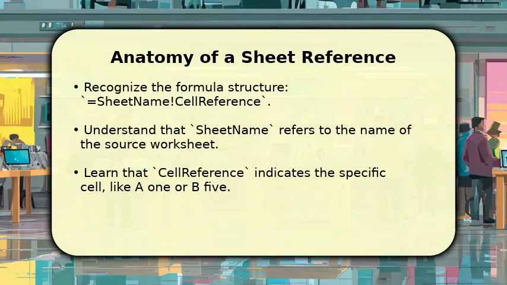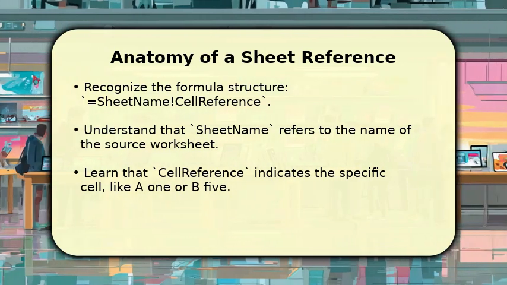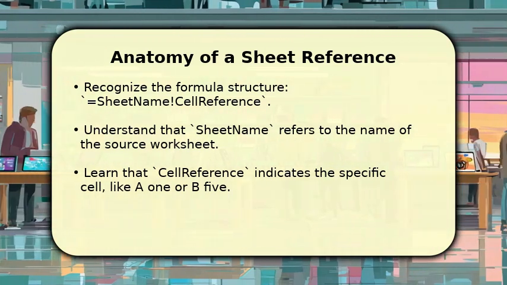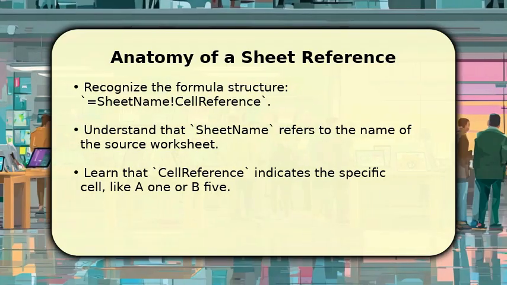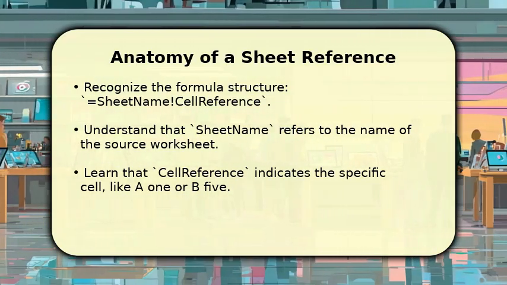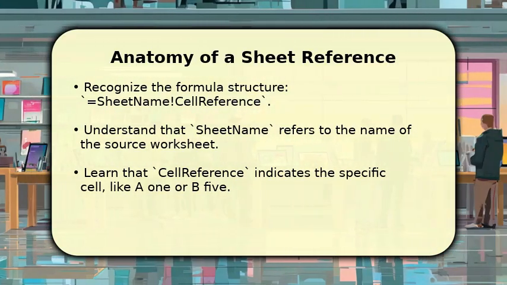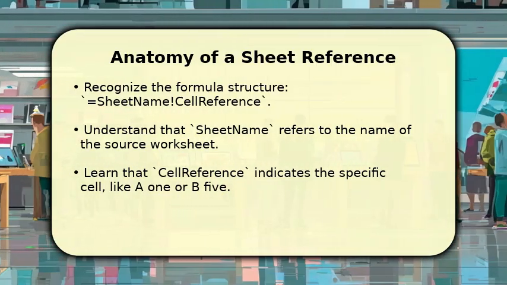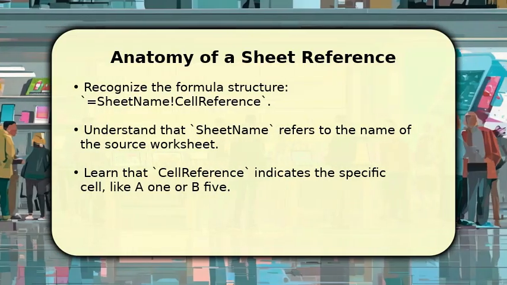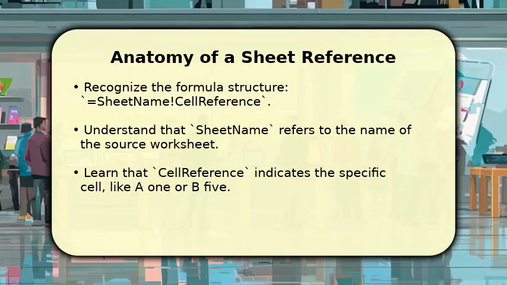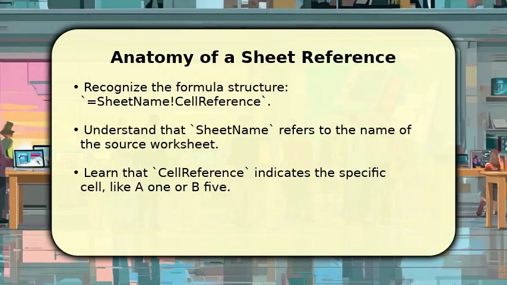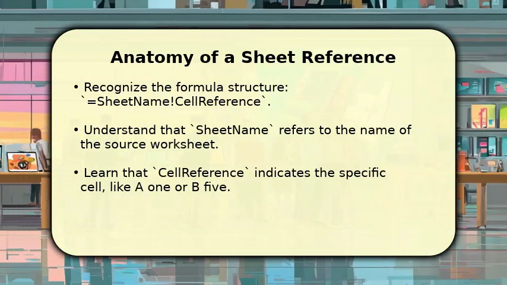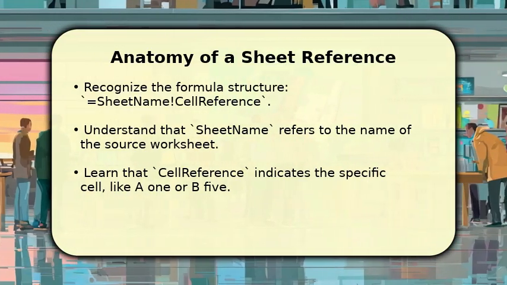The formula Excel generates for linking cells follows a clear structure: an equals sign, followed by the sheet name, an exclamation mark, and then the cell reference. For example, if you link cell A1 from a sheet named Sales Data, the formula will be equals Sales Data, exclamation mark, A1. The sheet name tells Excel which worksheet to look in, and the cell reference pinpoints the exact location of the data. This precise syntax ensures accurate data retrieval.